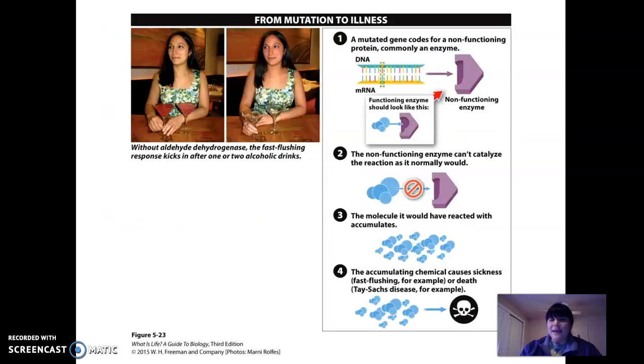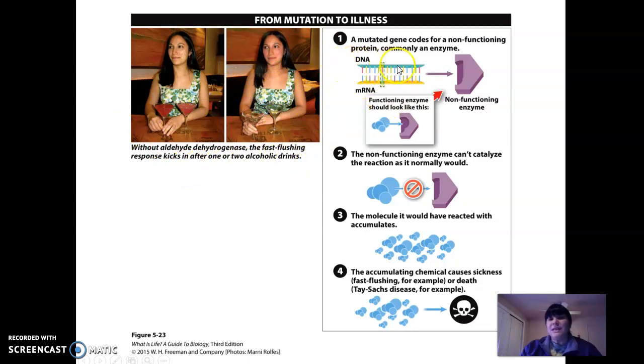So they show an example, like people without aldehyde dehydrogenase, an enzyme, so a person can drink one drink and get really drunk because this enzyme's not working to break down the alcohol, and the blood alcohol levels get high quickly. It says the fast flushing response kicked in after 1 or 2 alcoholic beverages.